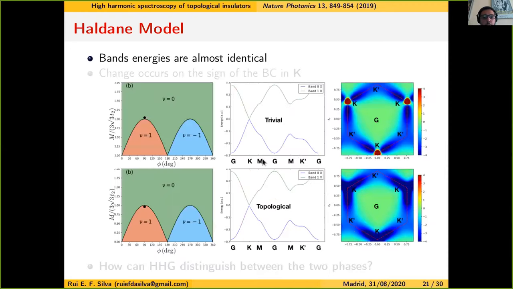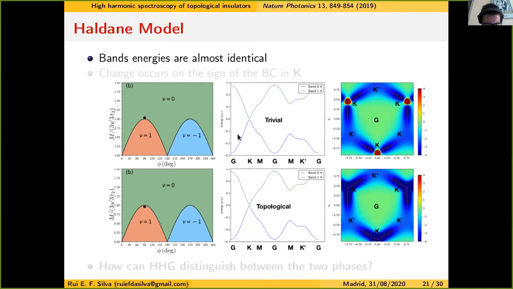So what I'm going to show you here is really the band energies and the phase diagram for the Haldane model. Here at the top, I'm showing you the trivial case. You have here the parameter space for t2 and here φ, and you see that you have a region where you have a trivial phase, so your Chern number is equal to zero. I'm going to choose two points that are very, very close to the boundary of the topological phase transition.